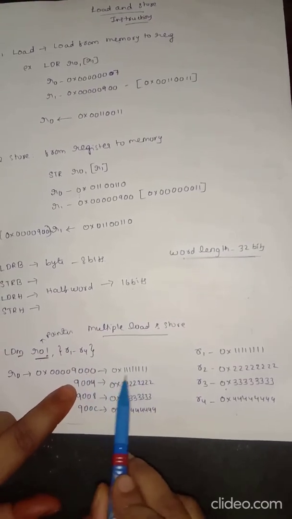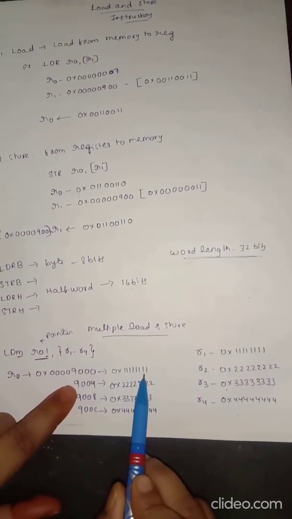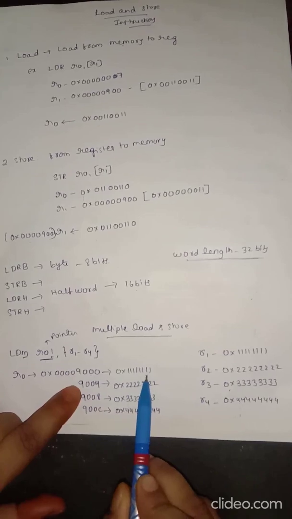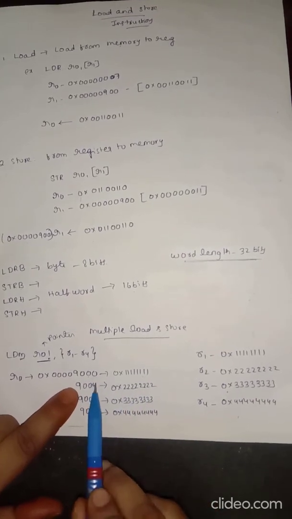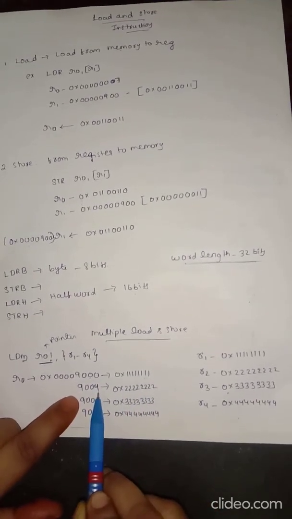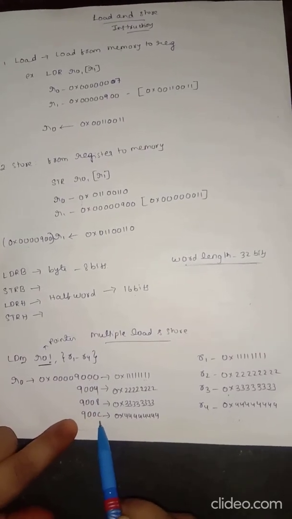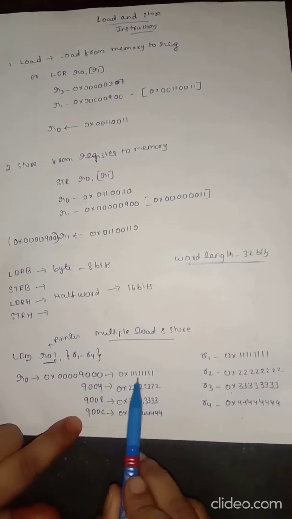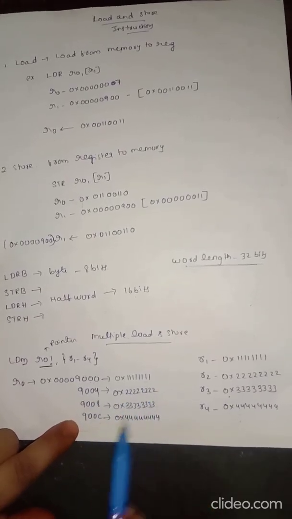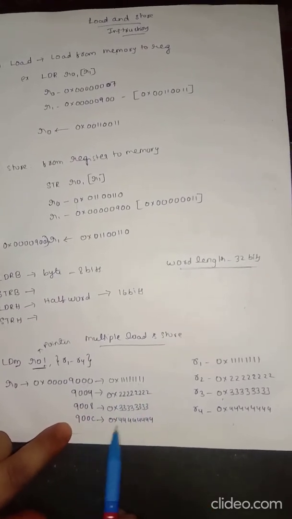So this is how many bits? 32 bits. 32 bits means how many bytes? 4 bytes. That's why after 9000 the next address will be 9004. Next it will be 9008. Next it will be 900C. Okay. So in 9000 I will have all 1s, 9004 all 2s, 9008 all 3s, 900C all 4s.